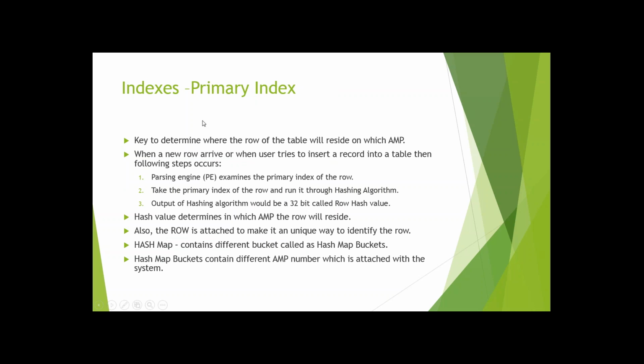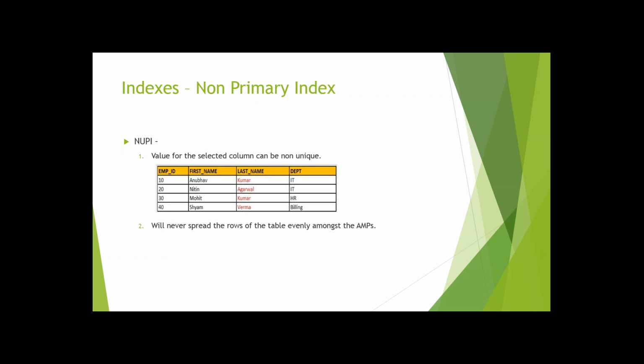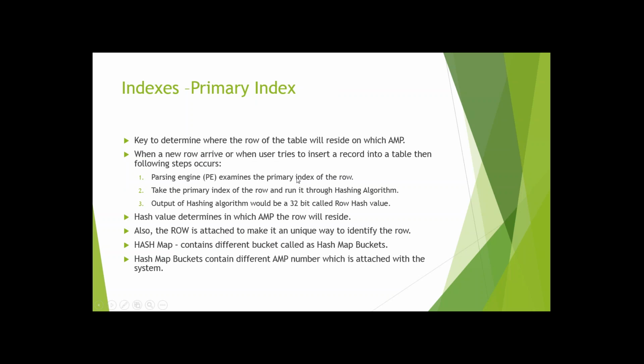so the key is where the row of the table will reside on which AMP. How do you determine that? For example, how do you determine that this row is gonna be stored in which AMP? We're gonna look at that.